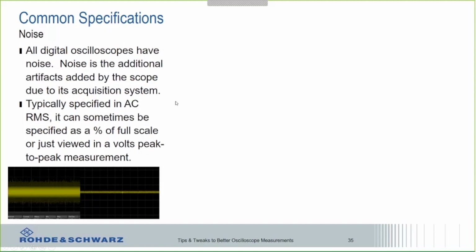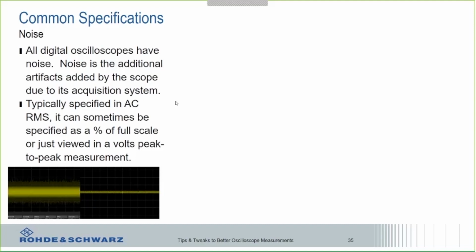So speaking of noise, all digital oscilloscopes have noise. It's an artifact of the system of the scope itself. It's typically specified in AC RMS, but it can sometimes be specified as a percent of full scale, or just viewed in a peak-to-peak measurement. The peak-to-peak measurement is probably not the best way to measure noise, but it's probably the simplest way to measure noise.